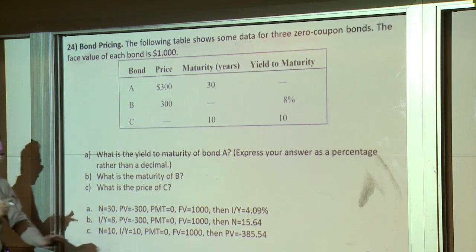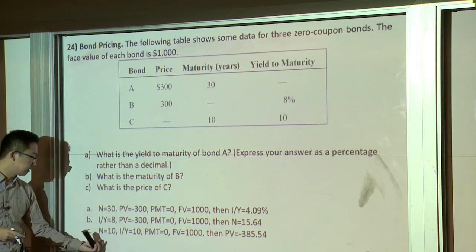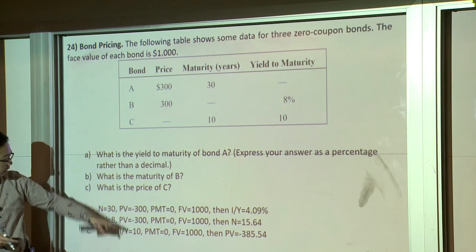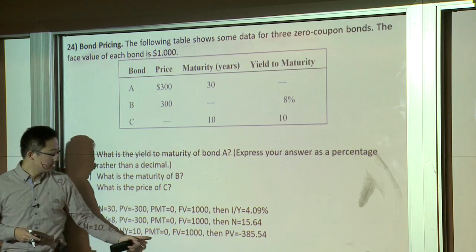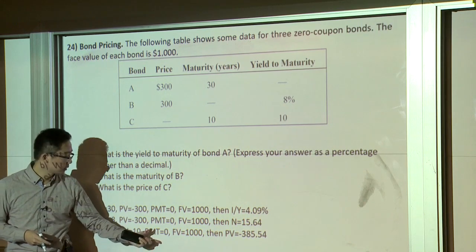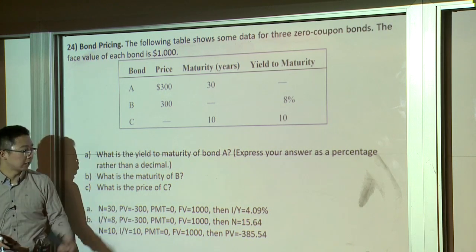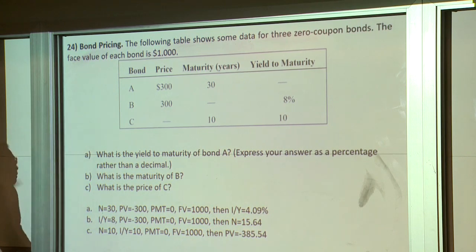Similar thing, right? Move it a little bit. So number of years, 10 years. Yield to maturity 10. And PMT 0, still 0. And face value 1,000. And calculate for the present value. Okay? All right.